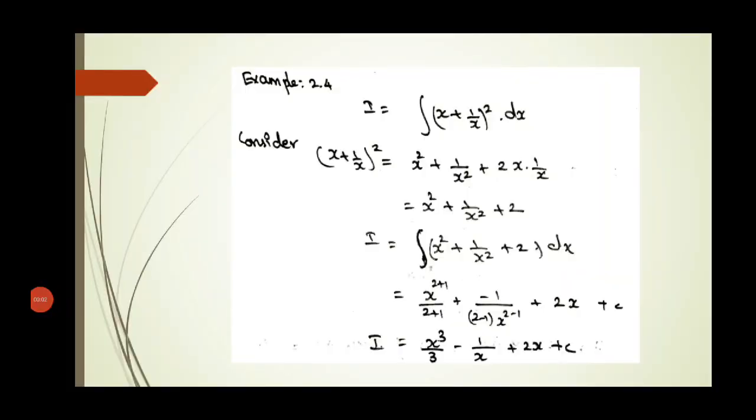So now example 2.4. So I is equal to the integral of (x plus 1 by x) the whole square into dx. So you cannot integrate this function directly. So you take that and try to decompose it. So I consider the integrand part, x plus 1 by x the whole square. So we all know the a plus b the whole square formula. As per that, I'm going to expand.